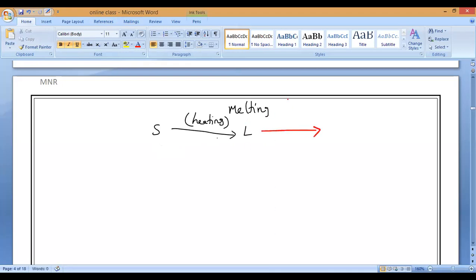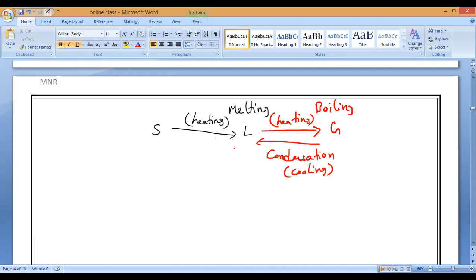Now, liquid to gas, also by heating only. That process we call vaporization, or boiling. In the same way, gas to liquid we call condensation, and that is by cooling. Likewise, liquid to solid we call freezing or solidification, by cooling only.